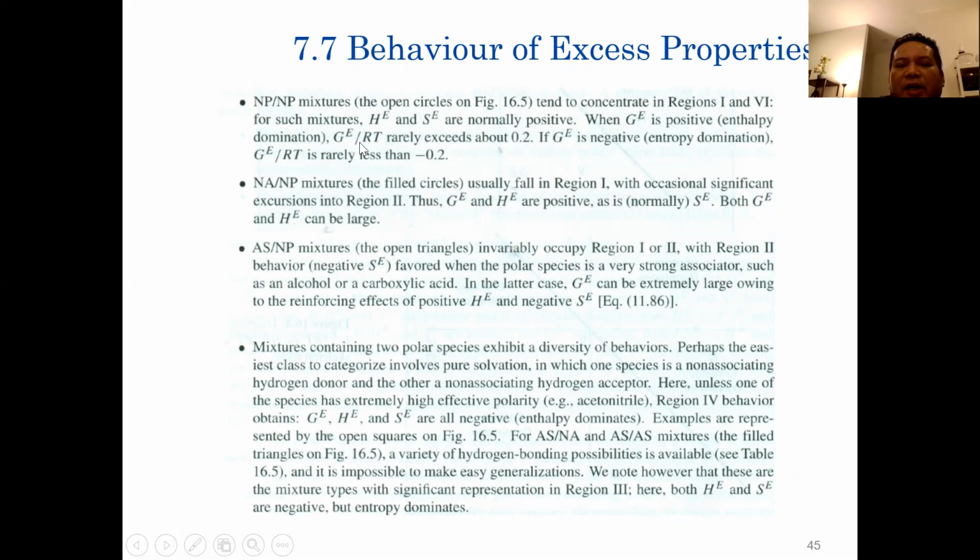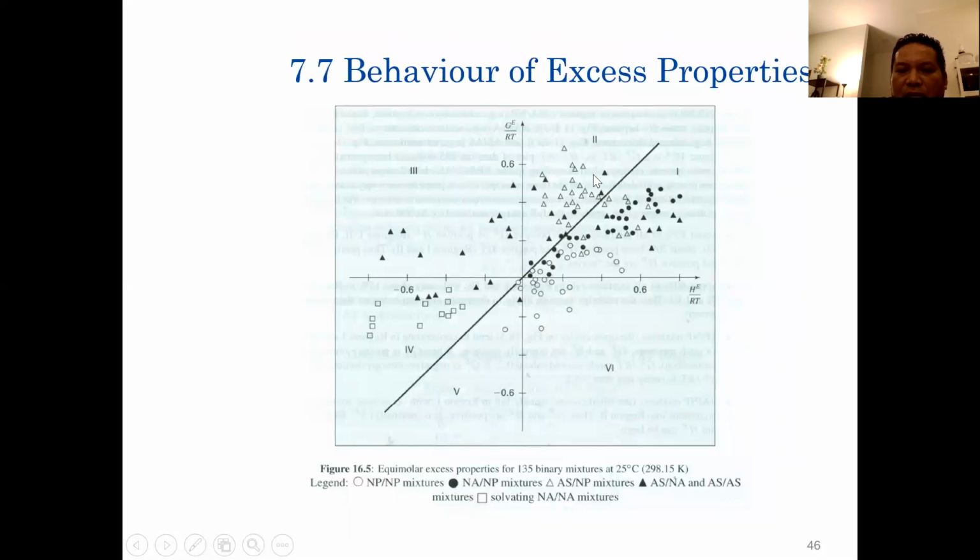GE over T rarely exceeds about 0.2. If GE is negative, it indicates entropy dominance. So for NA over NP mixtures, the filled circles usually fall in region 1. See that? This is region 1, where all are positive.